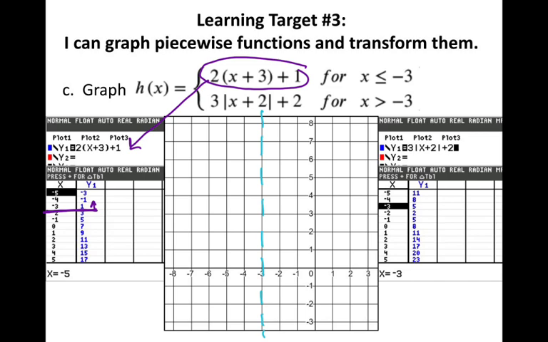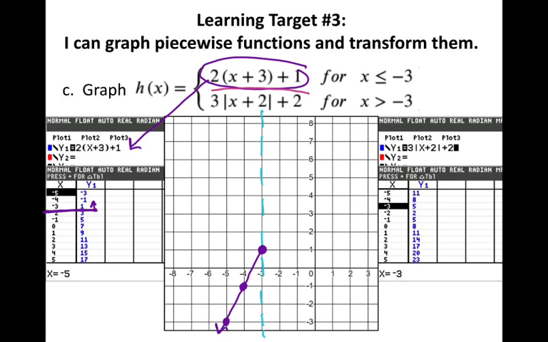So negative 3, 1, that's going to be a closed circle because my inequality has the or equal to. Negative 4, negative 1, negative 5, negative 3. 1, 2, 3. And here's my linear piece.